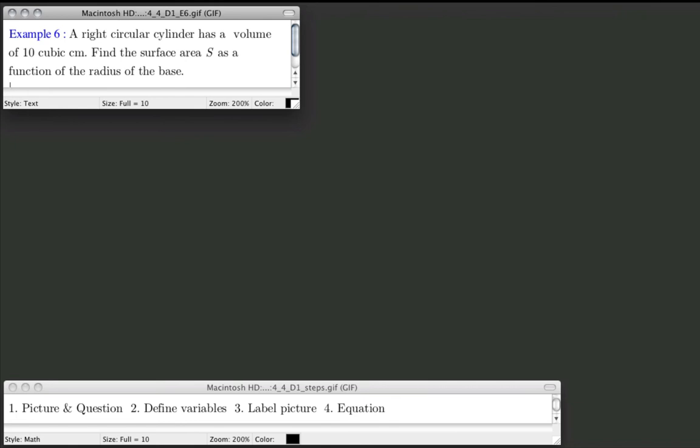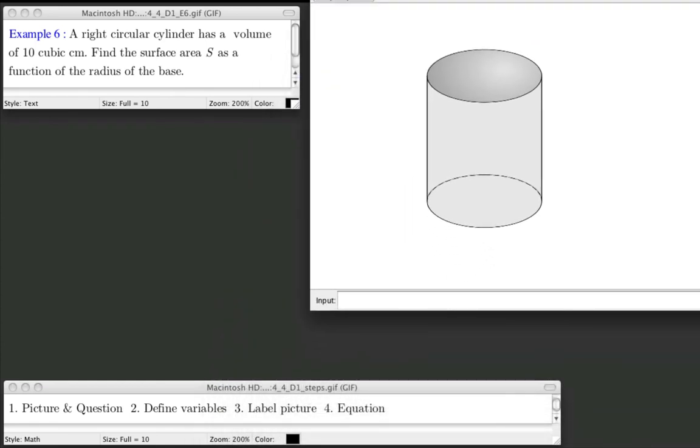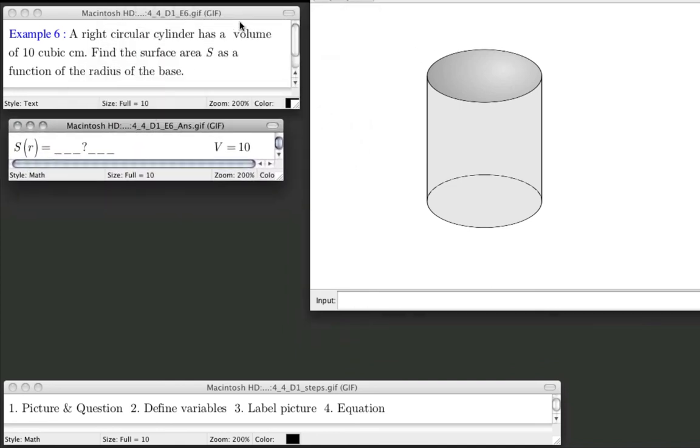So my diagram needs to be a right circular cylinder right here. I need to add a couple of labels, and the labels I need are for volume of 10. Well, that's just more of an equation, volume equals 10. And I need to find the surface area as a function of the radius of the base.